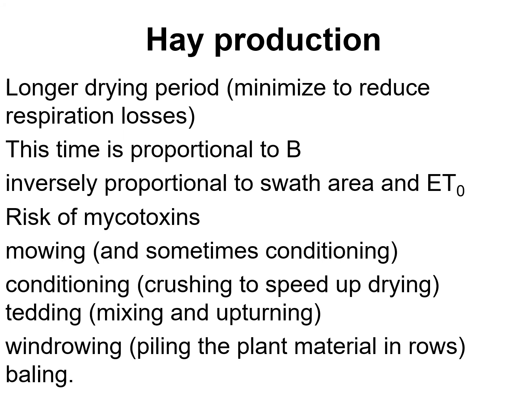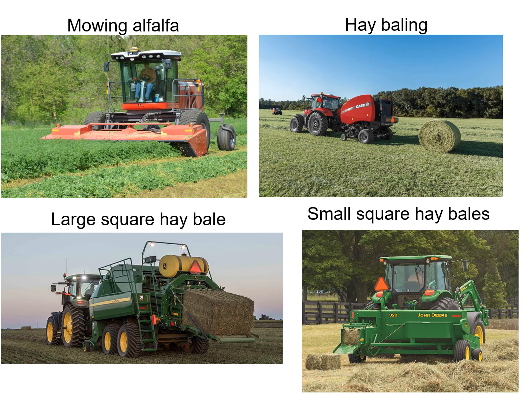In hay production, we are also running the risk of mycotoxin production. In general, the process of hay production starts by mowing and sometimes conditioning, which means crushing the plants to speed up drying. Then tedding, which is mixing up and upturning the plants, and then windrowing, piling the plant material in rows to speed up the drying of the plants. And finally, we will produce the baling.